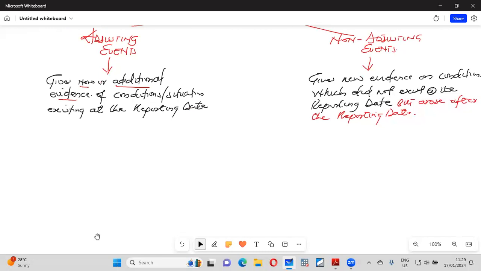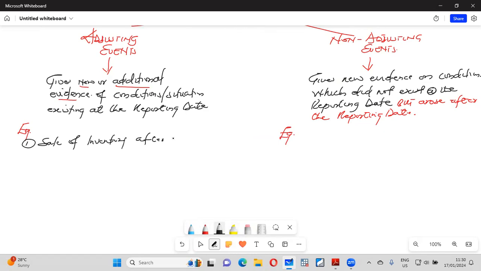So what I'm going to do now is give you some examples under each, and these are the examples that the examiner is going to use to test your understanding. So let me give you some examples in both situations. The first one I want to talk about is the sale of inventory after the reporting date. We did this in IAS 2.